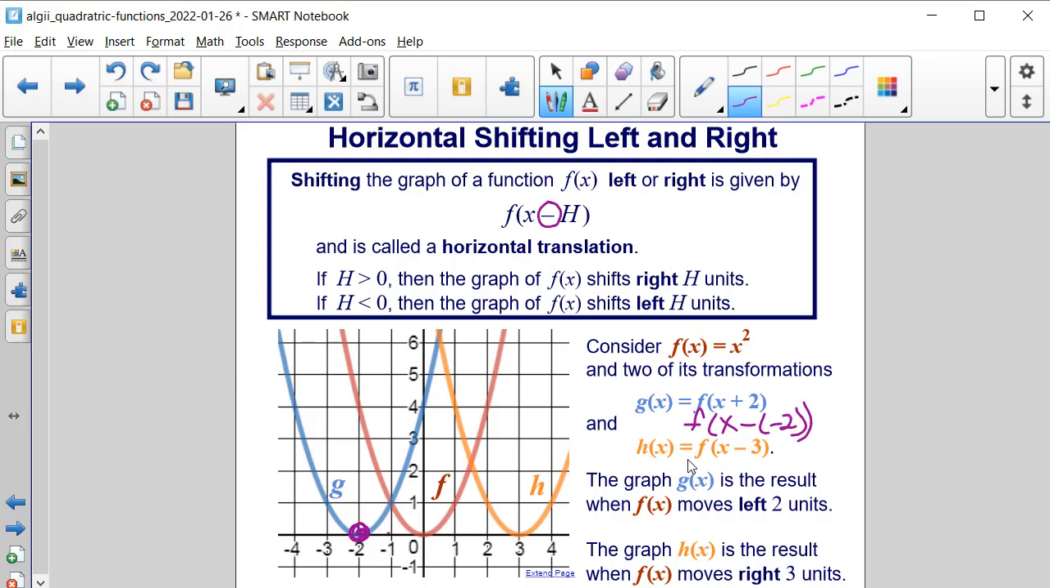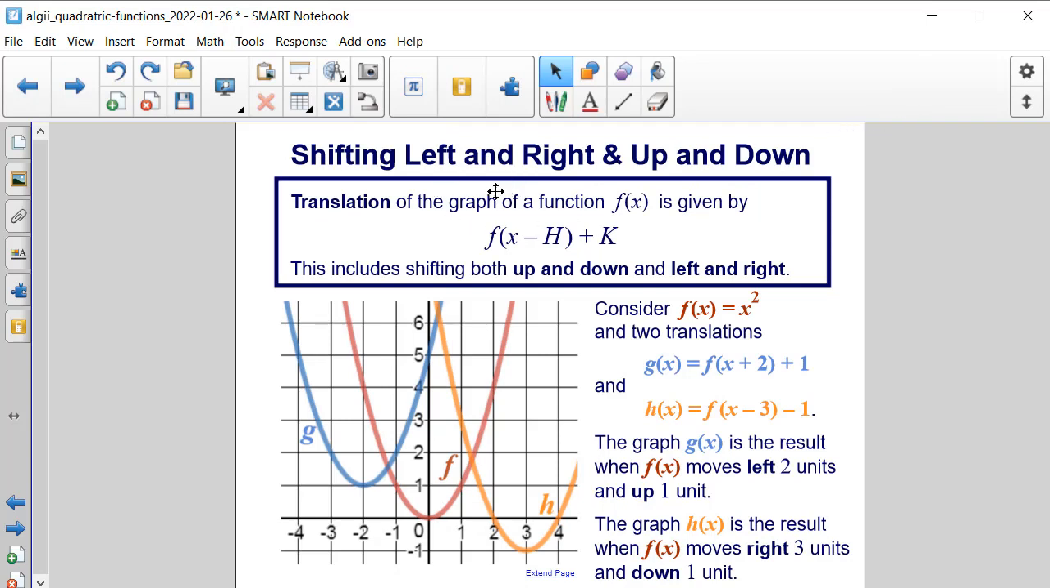And then for h of x, we have f of x minus 3. So we went 1, 2, 3 units to the right because 3 is a positive number. So again, the graph of g of x is the result when f of x moves to the left 2 units because minus a negative is equivalent to adding a positive. And the graph of h of x is the result when f of x moves to the right 3 units.